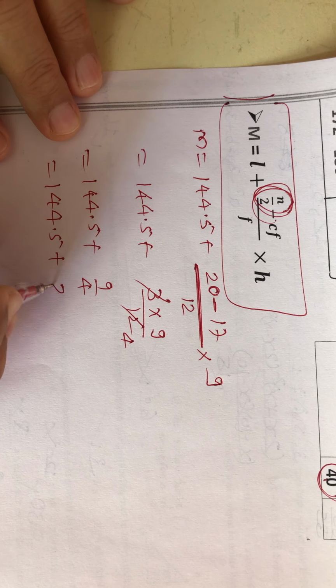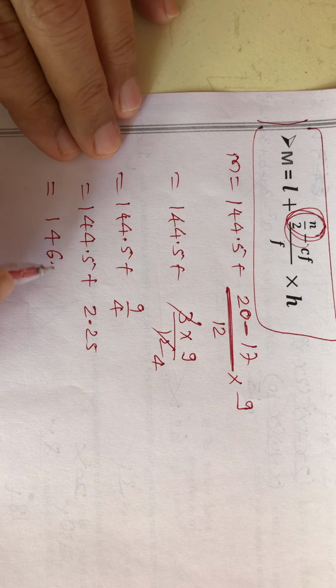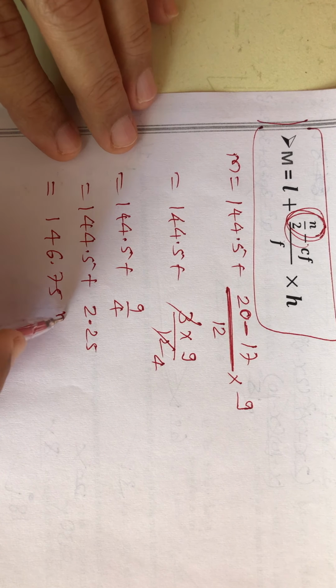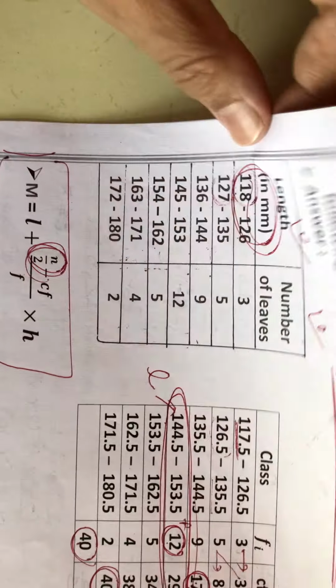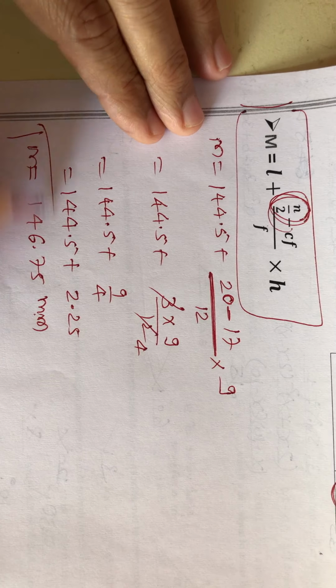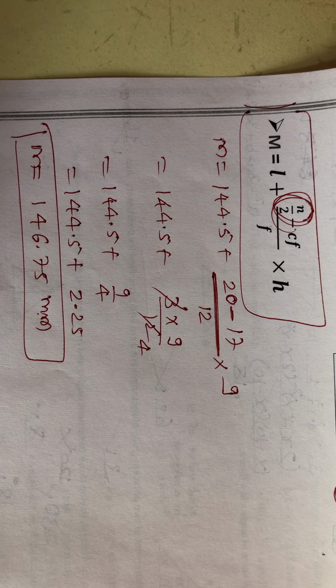144.5 plus 9 upon 4, that is 2.25 division. So answer is 146.75 mm. આ mm ક્યાંથી આવી? ક્વેશ્ચનમાં આપેલું છે mm. So here answer is median is 146.75. Easy. Okay.